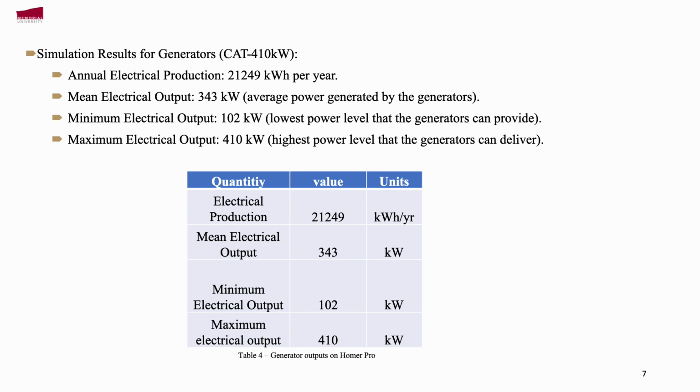The minimum electrical output is 102 kilowatts, the lowest power level that the generator can provide. The maximum electrical output is 410 kilowatts, the highest power that the generator can deliver. So this is the total summary of what I explained, in Table 4 from HOMER Pro.